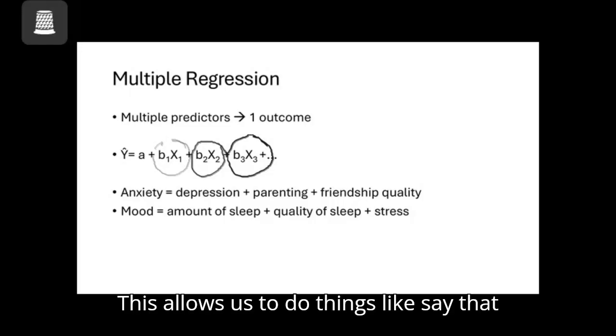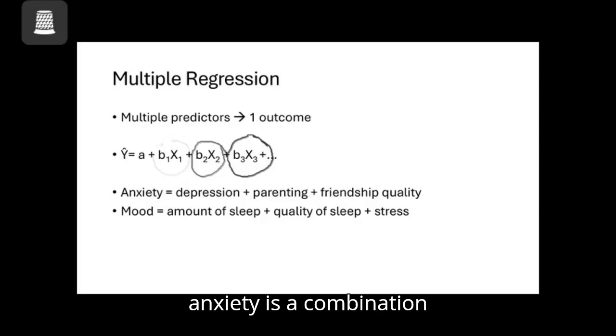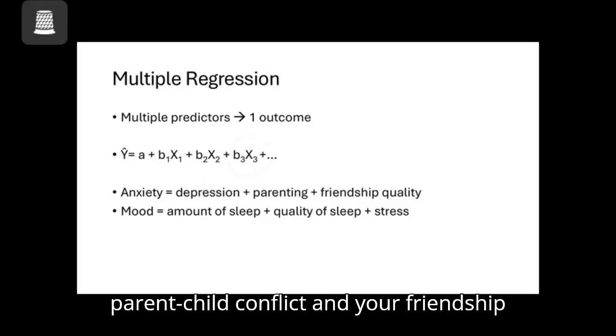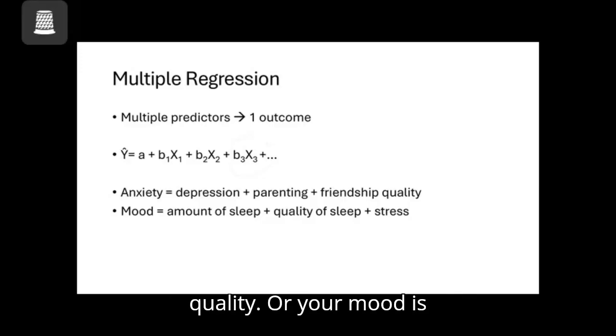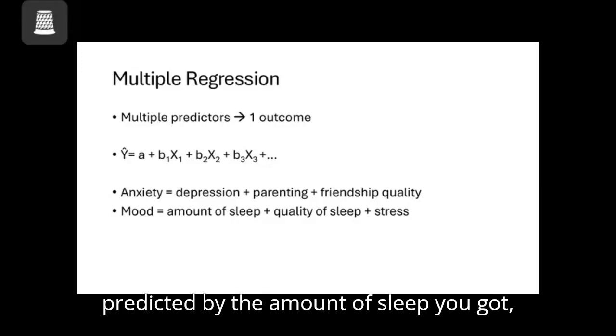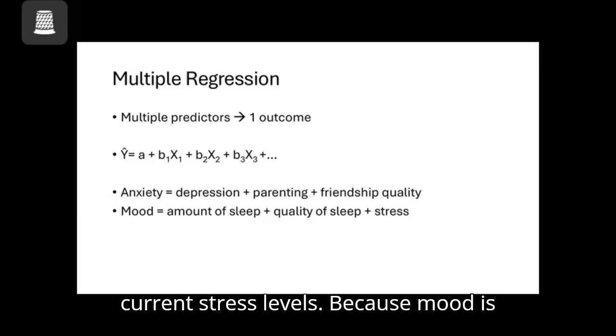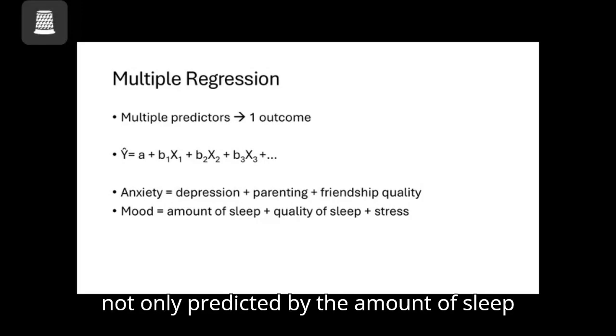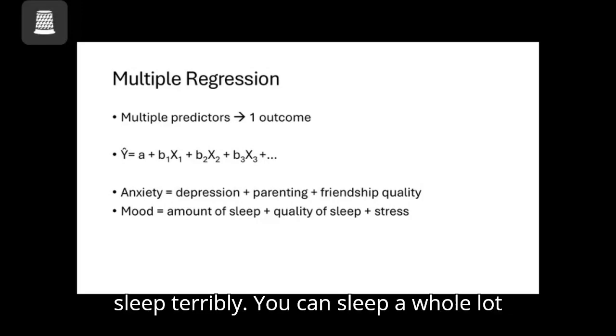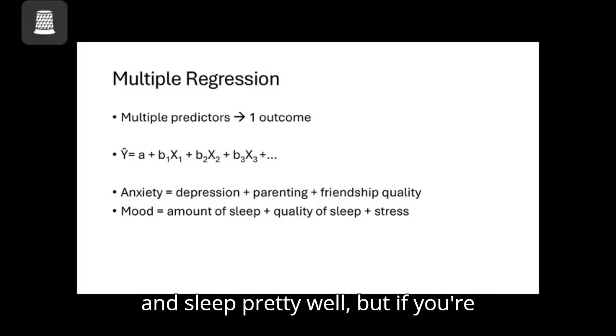This allows us to say that anxiety is a combination of depression levels and can be predicted by your current depression and your parent-child conflict and your friendship quality. Or your mood is predicted by the amount of sleep you got, the quality of sleep you got, and your current stress levels. Because mood is not only predicted by the amount of sleep you got. You can sleep a whole lot and sleep terribly. You can sleep a whole lot and sleep pretty well, but if you're really stressed, you're still going to probably be in kind of a bad mood.